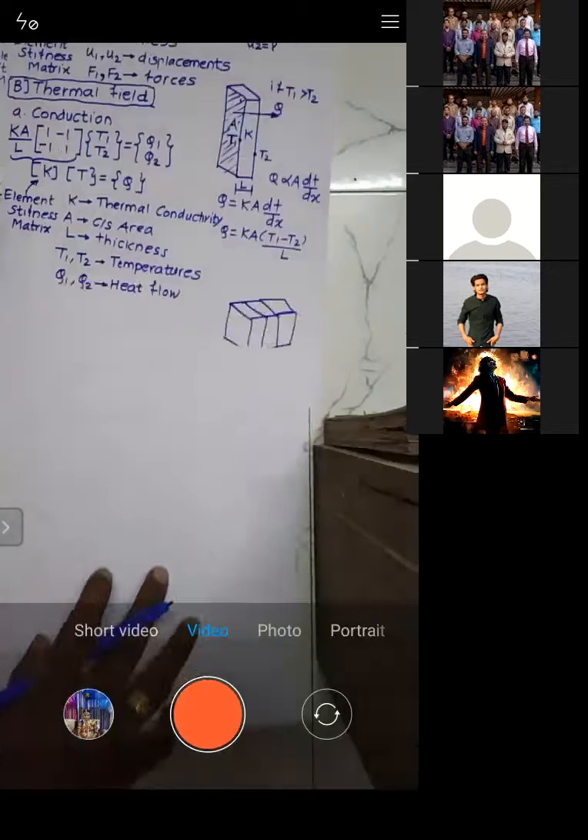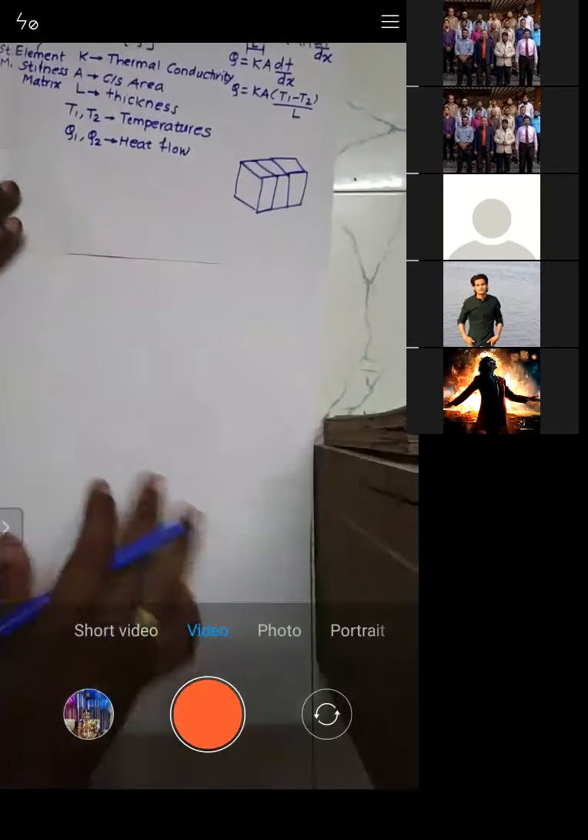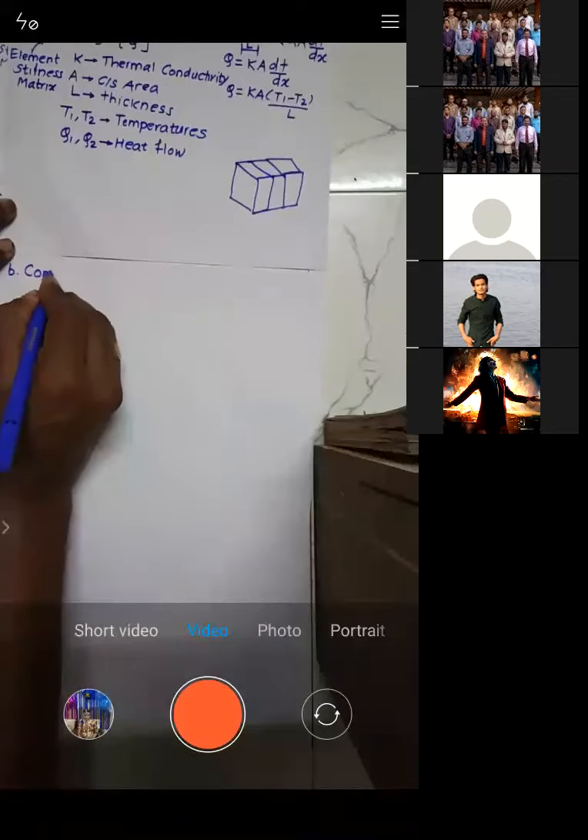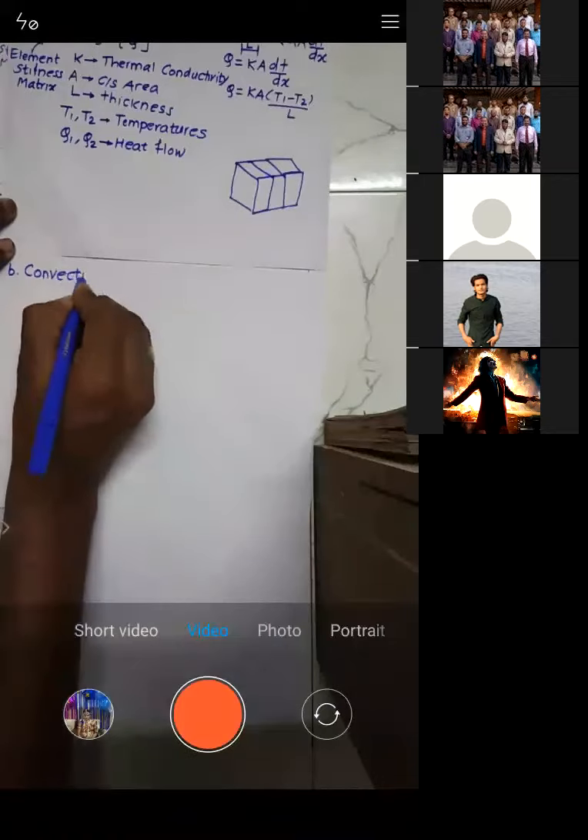Okay, let's see the second case. I will go to the second mode of heat transfer, that is convection.